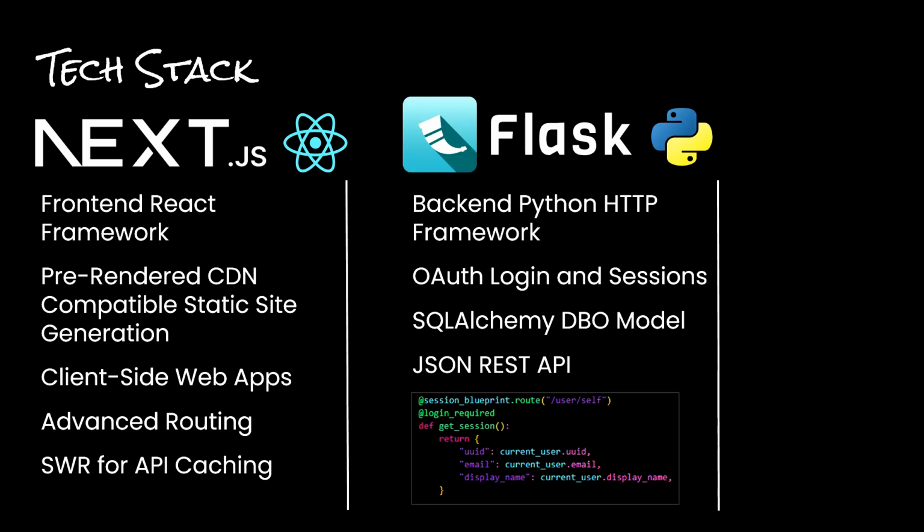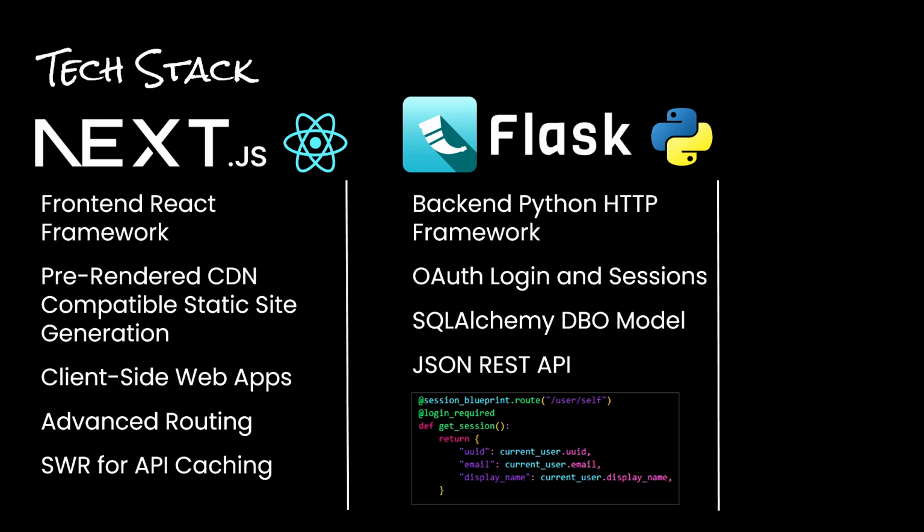So here's our technology stack. We're using React for our front end with Next.js, and Flask, which is a Python framework for our back end. So they're totally decoupled. The front end is basically its own client-side application that makes requests to the back end. The back end has no HTML in it whatsoever. It's all JSON API requests.